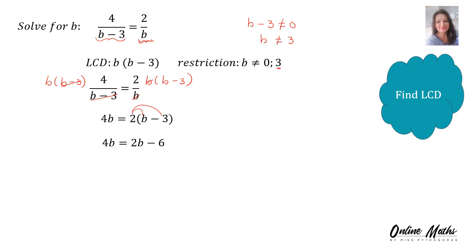And now all the b's on one side. So 4b minus 2b is -6. And I say 4b minus 2b is 2b is equal to -6. And then to solve for b, divide by 2. What I do on the left, I do on the right. Therefore, b is equal to -6 over 2, which is b is equal to -3. And it's a valid answer since the restriction was b cannot be 0 or 3.